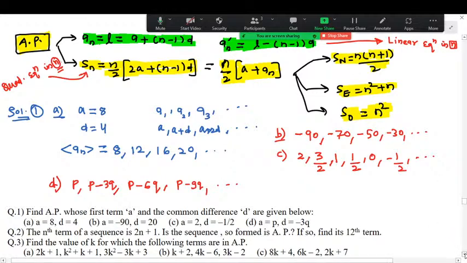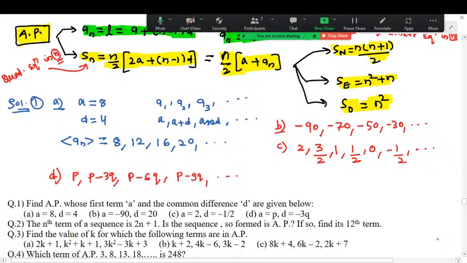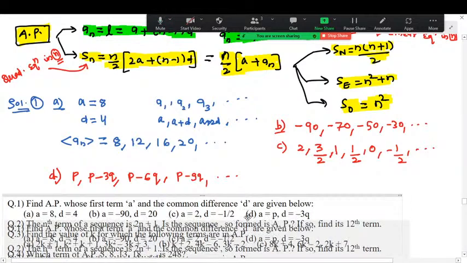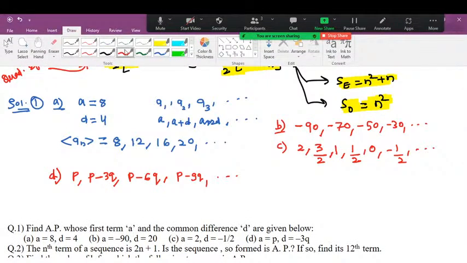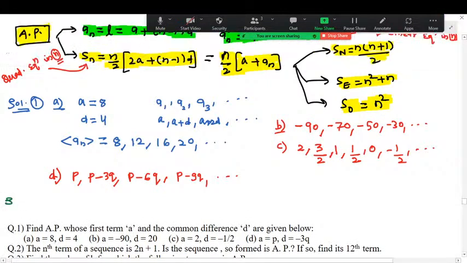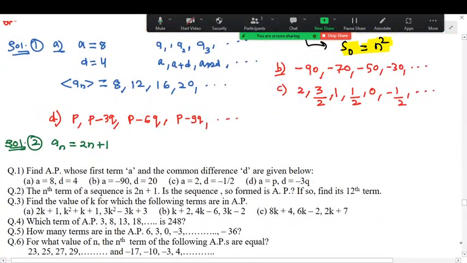Okay, after going through all these concepts, now it's our turn to solve the next question, the second question. The nth term. Now you are given the nth term. Is it in linear form? You will say yes. And if it is in linear form, that means it is going to represent an AP. But they asked whether it is in AP or not. You are supposed to figure it out first, whether it is in AP or not.